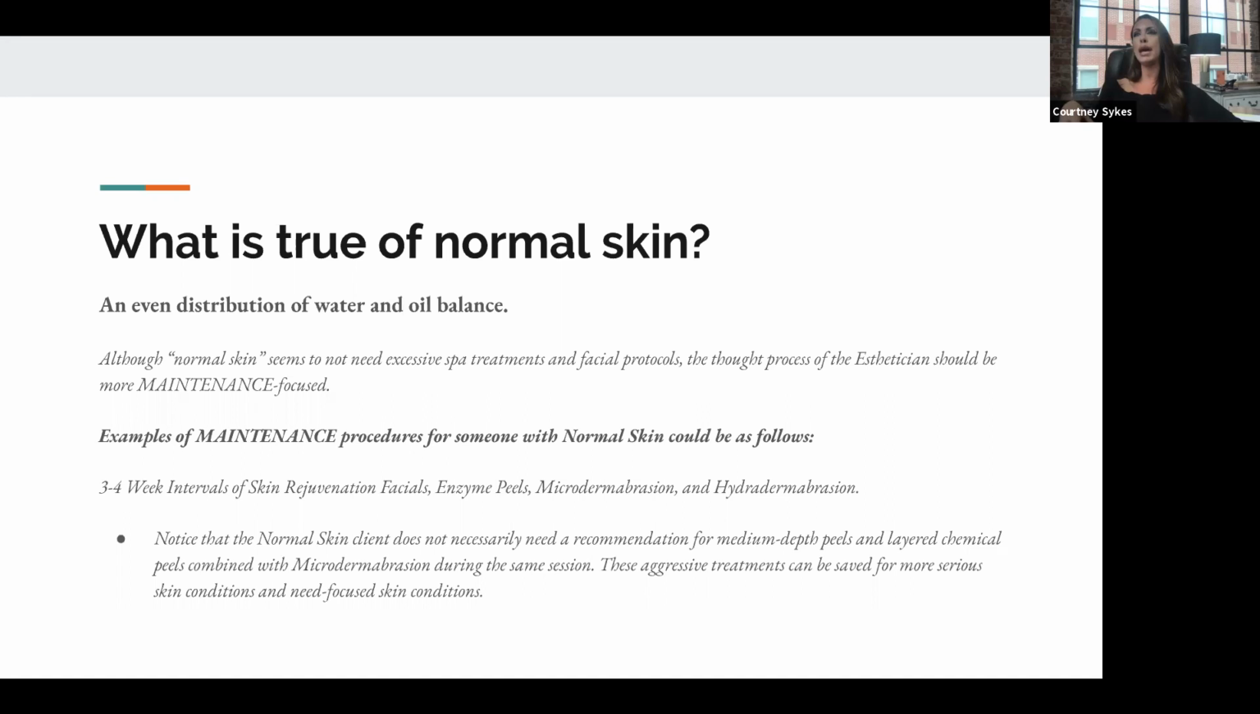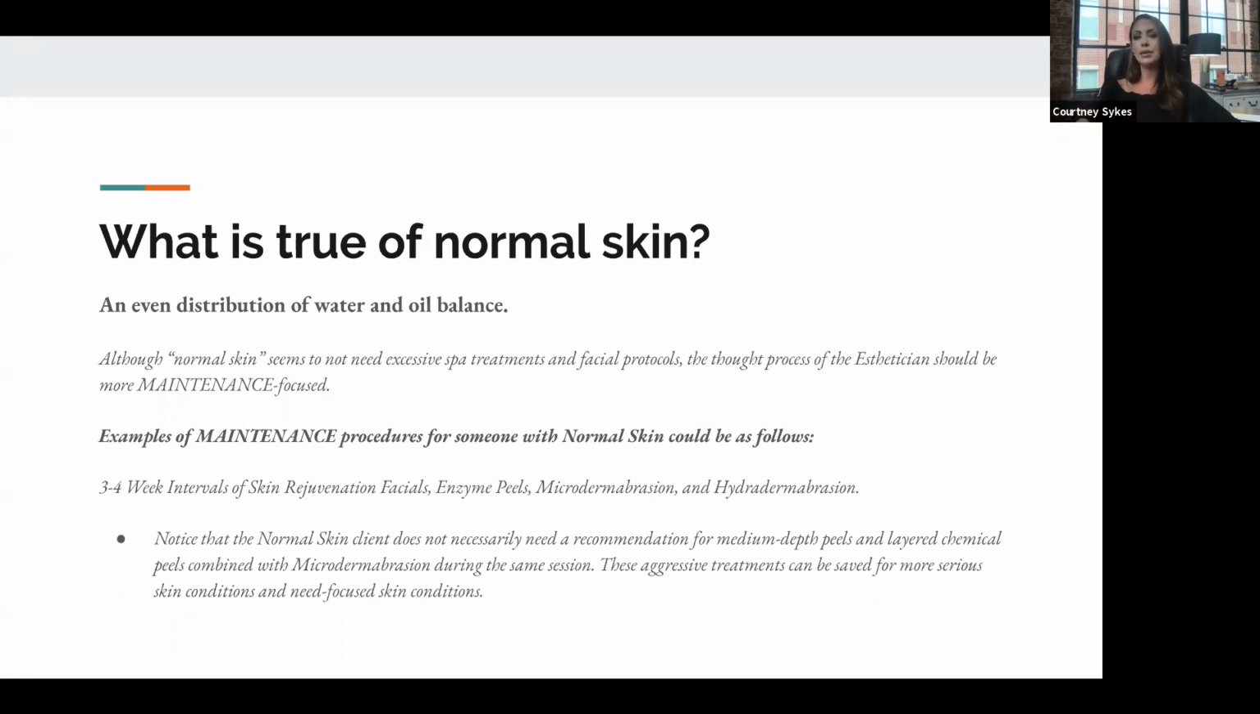But you might have people that are just coming in for maintenance, and this is how you would treat them. You would do a microdermabrasion facial by itself. You would do your hydrodermabrasion facial by itself, like the hydrofacial. You would do a radiance reset facial, which is just your double cleanse, your peel, your mask, and then your massage. You don't have to combine all these different modalities to really get this aggressive result. You can do things one at a time.